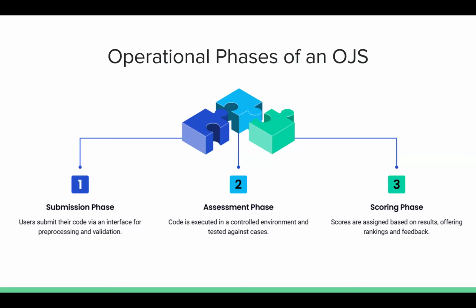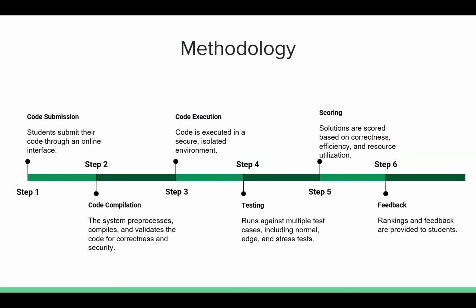The second is the assessment phase. Here, the submitted code is executed within a controlled environment. It allows consistent testing against predefined cases, ensuring execution is fair and standardized. The third is the scoring phase. After execution, the scores are assigned based on how well the code performed against the test cases. It not only provides the rating, but also gives feedback to the users.